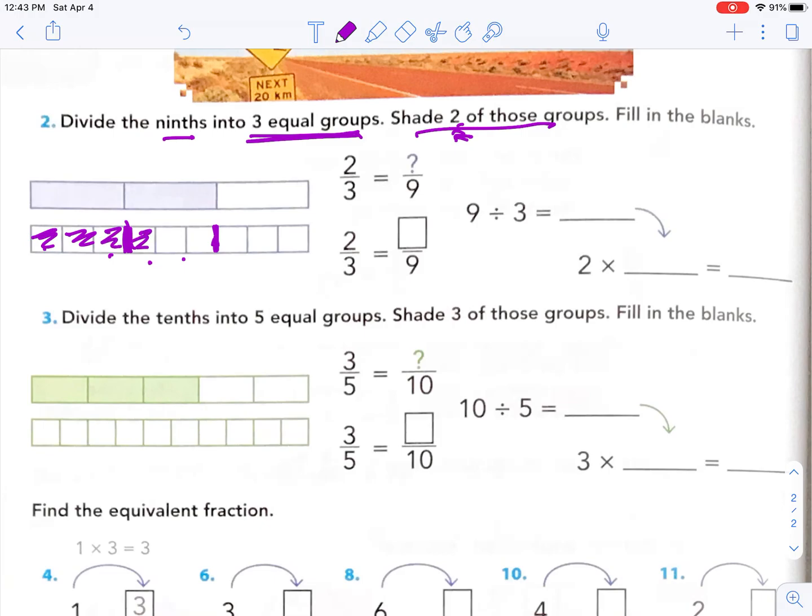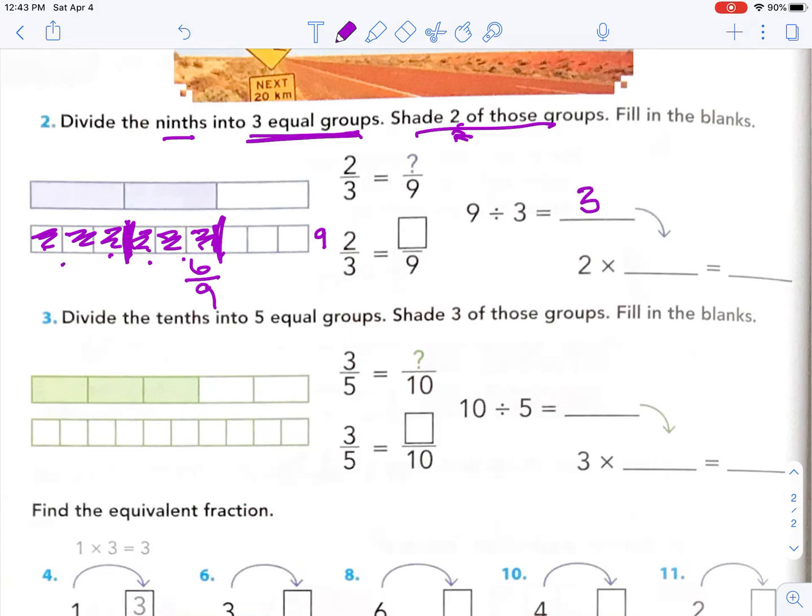Then it says shade 2 of those groups. So I'm going to shade 2 of these groups. And what do I get? 6 parts out of 9. Okay, that's in my picture. Well, let's look at it here. What did I just do? Here's my 9 total. And then I divided it into 3 equal groups. And what did I get in each group?